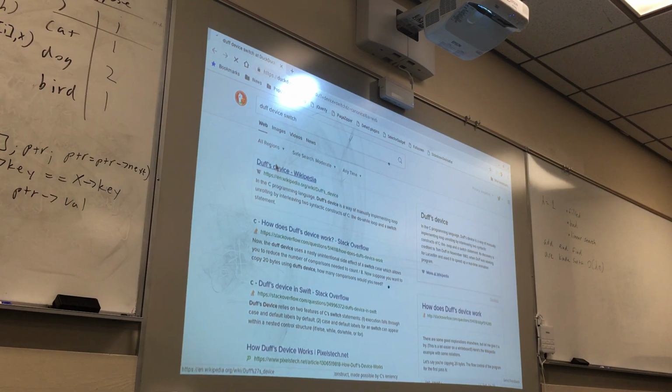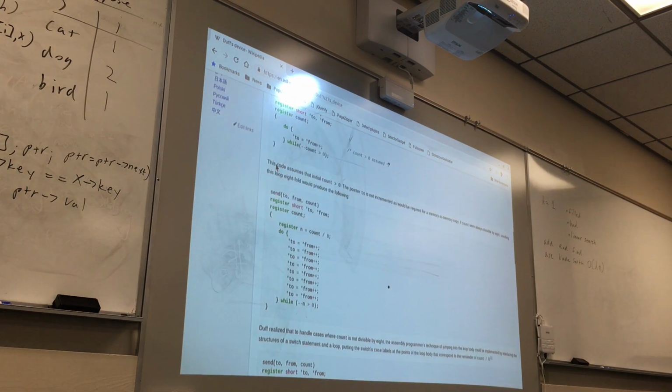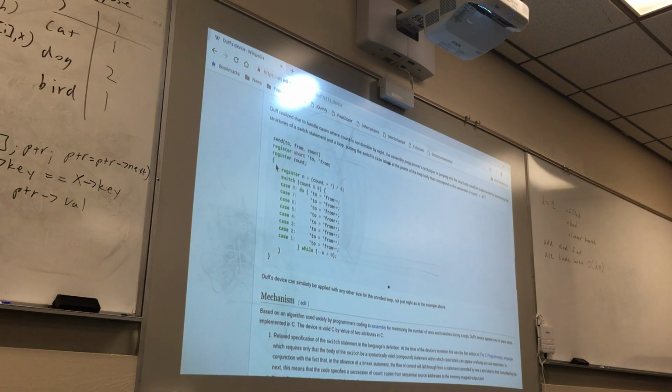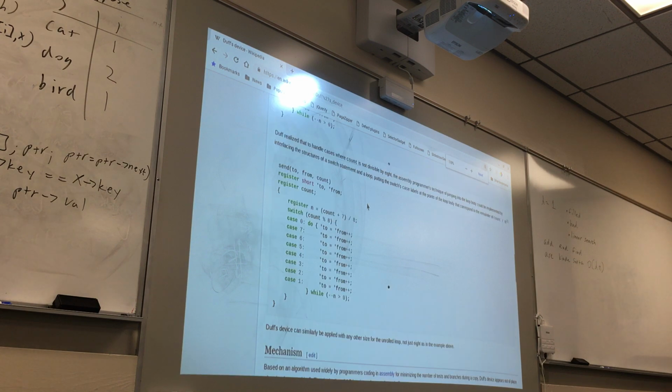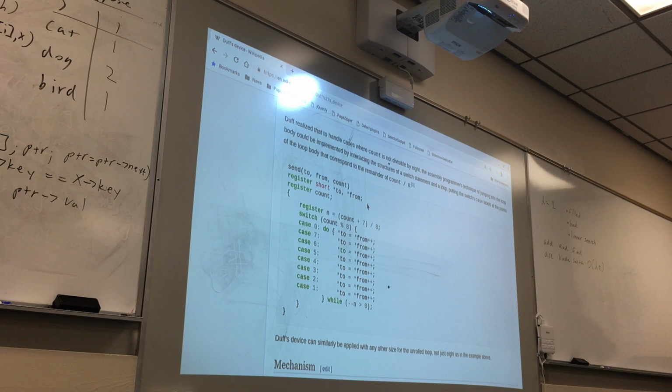Duff's device. It's on Wikipedia. It must be good. Yep, that's it. Right there. It unrolls a loop. So each iteration of this loop does 8 iterations before it does one compare. It does 8 at a time until it gets to the one that's not divisible by 8, and then it only makes it through that far in the case statement.